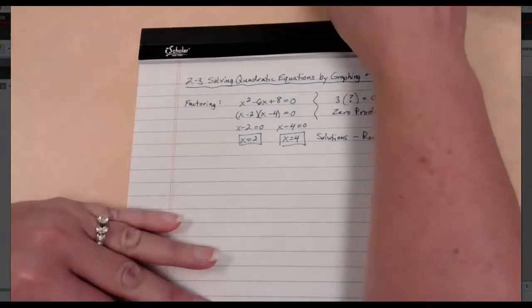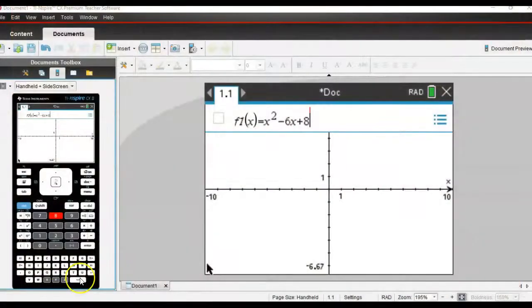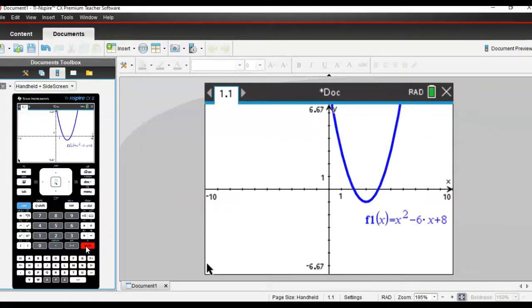Okay, hold that thought. Switching screens. X squared minus 6x plus 8. If you're taking notes and you look at your notes right now, this should look terribly familiar. I'm going to hit enter and graph. So here's my equation, x squared minus 6x plus 8.